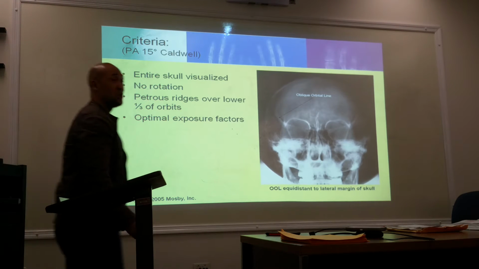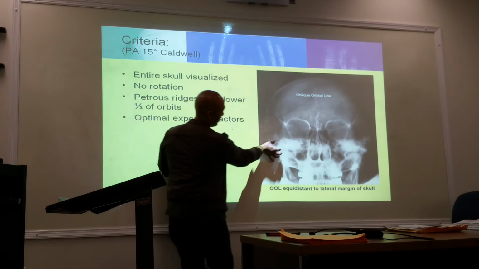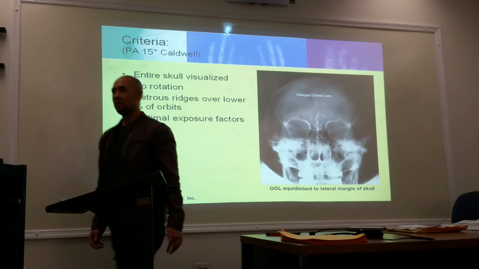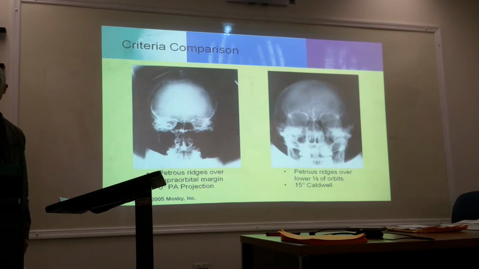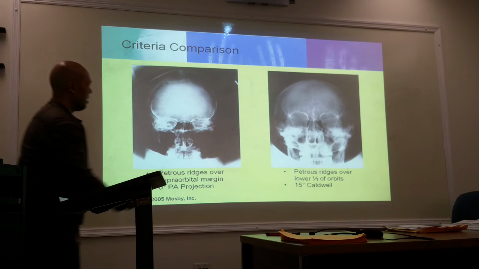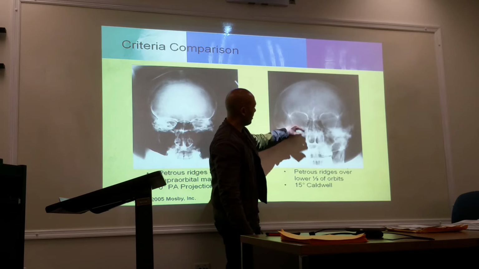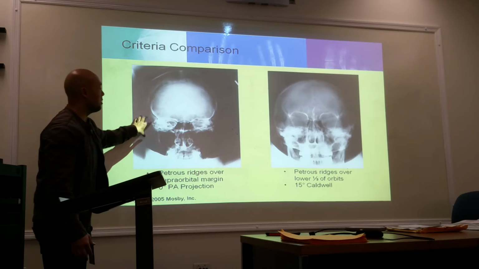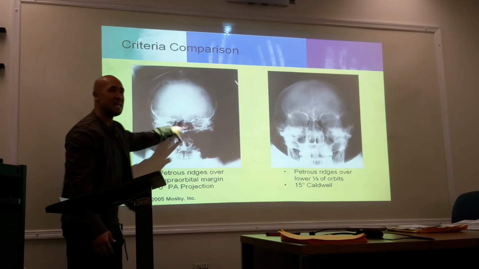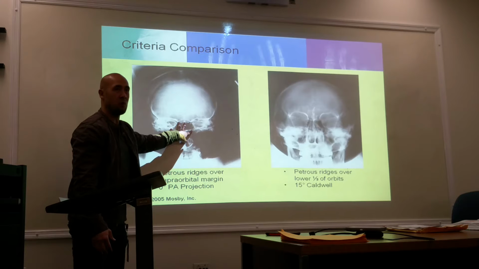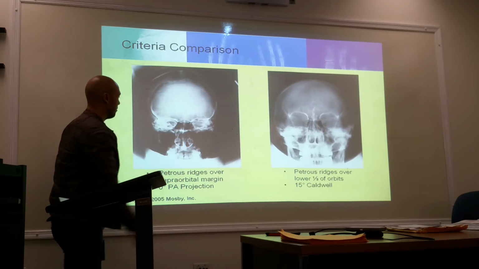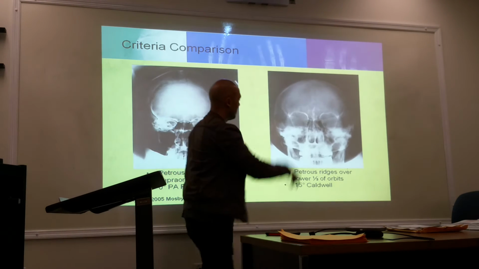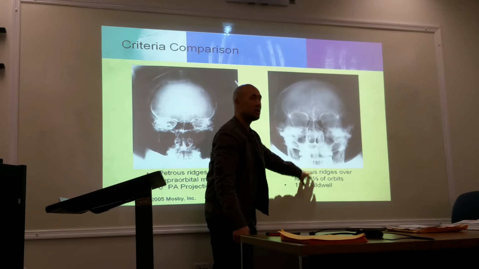All right. So do you guys see the petrous ridges? These are the petrous ridges, the very thick part of the temporal bone. They fill the lower thirds of the orbit. Now the question was, if the petrous ridges are filling the lower thirds, this is PA 15 degrees. Here is PA 0 degrees, and it places the petrous ridges in the orbits. I'll explain why we do this. But if it's 0 degrees, the petrous ridges are going to be in the orbits. PA 15 degrees caudal, it's going to be in the lower third.